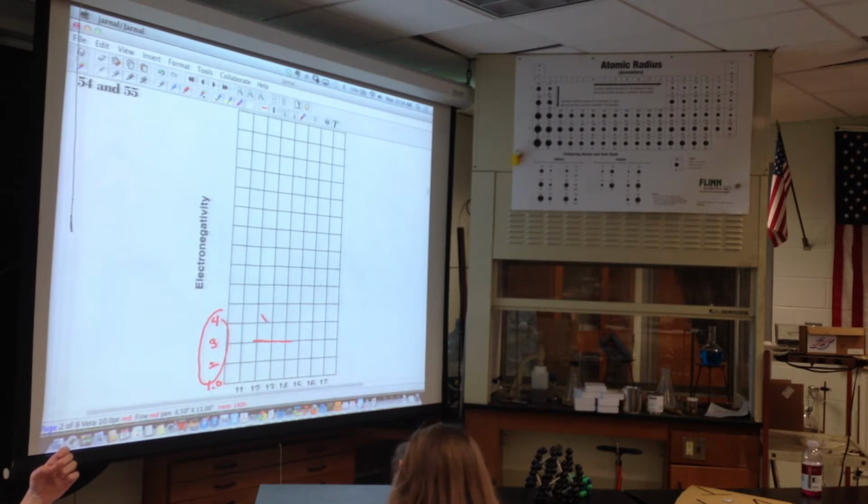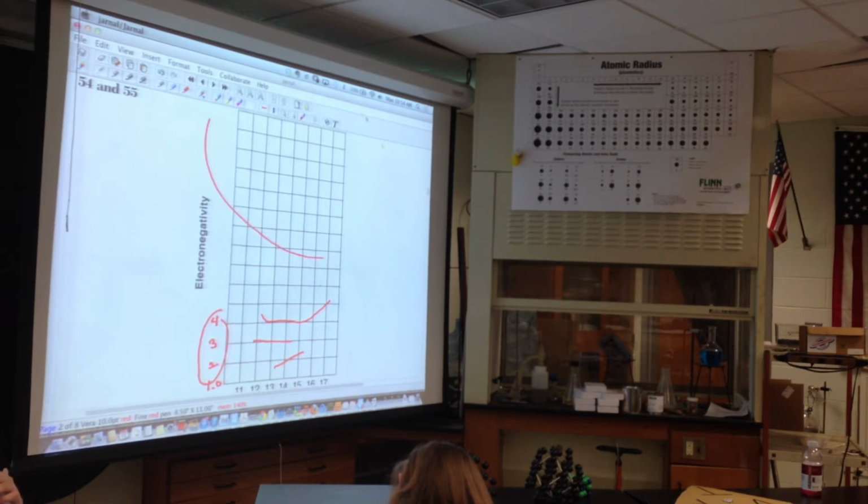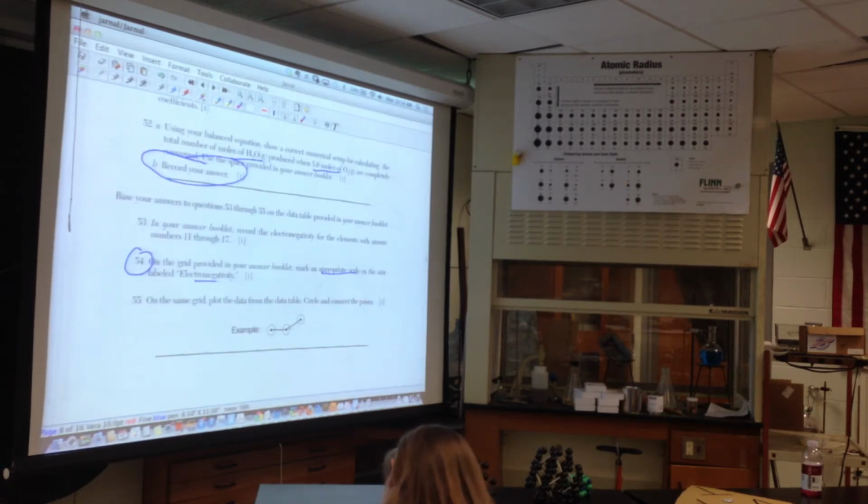If you can barely see the trend, electronegativity, okay, then you're good. You don't have to use the entire graph. But I have to see a continuous scale that shows me the trend. If your scale is too small and it's flatline, you lose a point. Make it continuous. Okay? Circle to connect the points. Okay, that's a point for that.